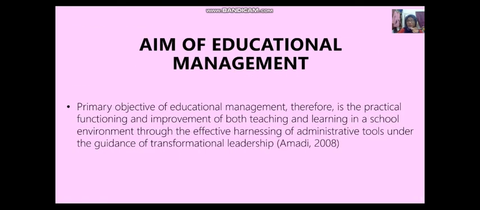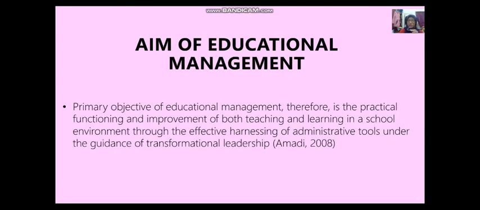Okay, so the aim of educational management is, like what was said by Ahmadi in 2008, the primary objective of education management therefore is the practical of functioning, fungsi, and improvement of both teaching and learning in a school environment through the effective harnessing of administrative tools under the guidance of transformational leadership. So later we will explore what is transformational leadership. So these are the aims of educational management.